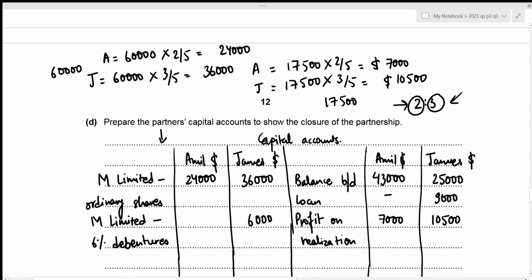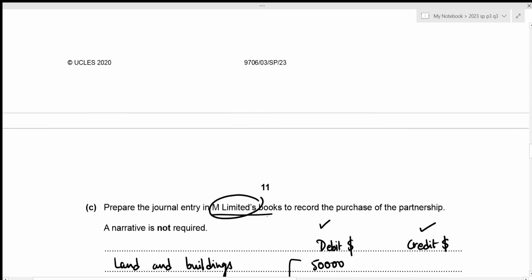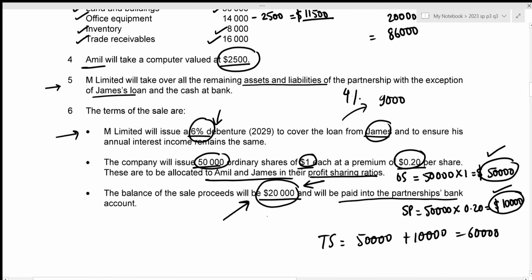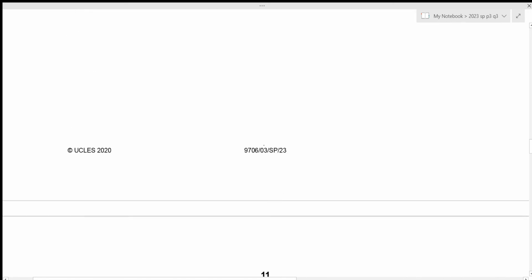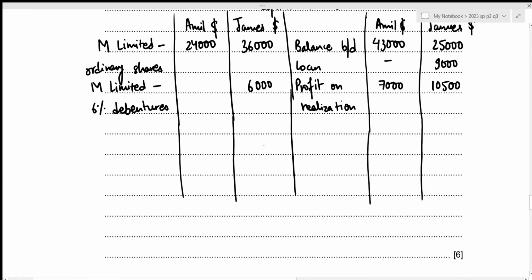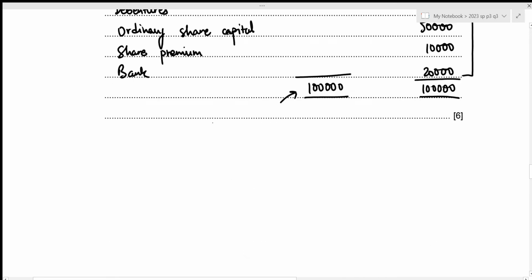All right, then finally, we have the office equipment taken over by Amil, for which he has to pay the amount of 2,500. This will reduce his capital account balances, and any reduction in capital account balances is to be recorded on the debit side. So we record this on the debit side of the capital account. Let's do that. We have office equipment, which is computer in this case, and the amount worth is 2,500. Okay, let's have a look at the additional information again.